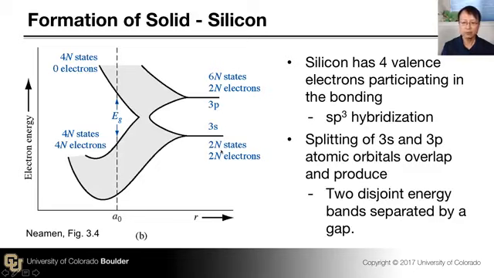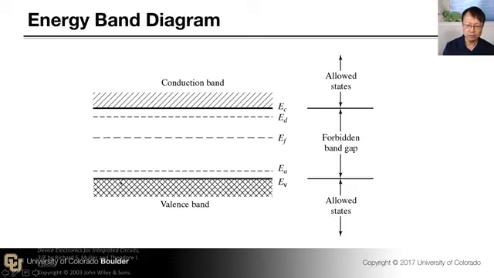And as you bring multiple silicon atoms close together, then these 2 energy levels will split again, just like that. Now, because there are 2 energy levels splitting and overlapping, they will end up producing 2 energy bands here, 1 lower band and 1 higher band, separated by a region of energy that is not allowed.